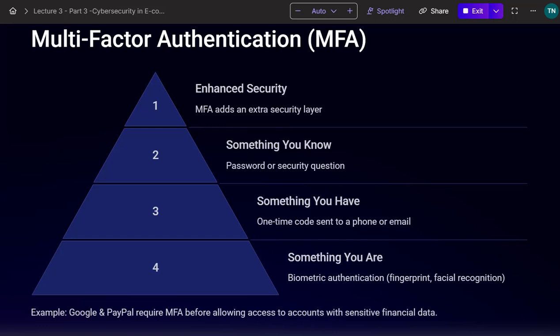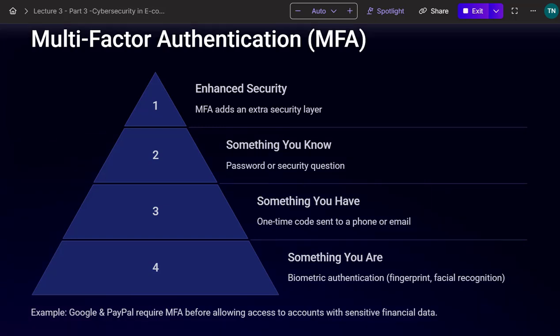For example, many services like Google and PayPal now require MFA before allowing access to accounts with sensitive data. This helps prevent unauthorized access even if your password is compromised. Implementing MFA is a simple but effective way to significantly improve the security of your important accounts.